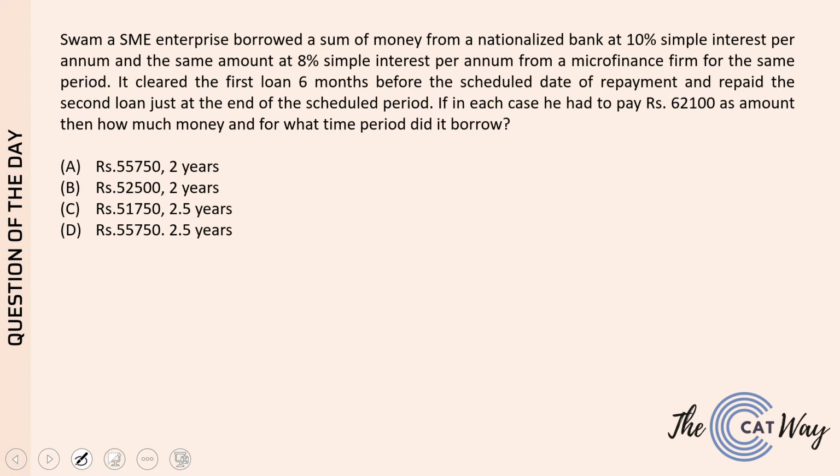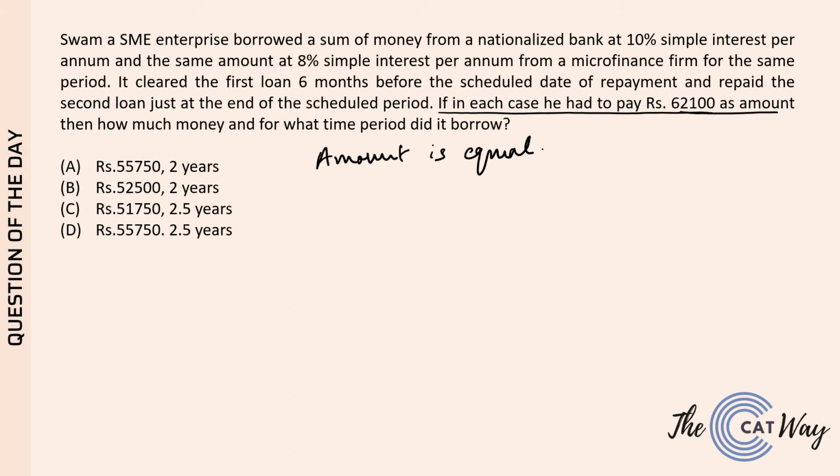So what we have been given in this question is that the same amount of money is being borrowed. So what we can say is that the principal is equal. Also it is being said that the time period is the same for both. And in each case they had to pay the equal amount. So if the sum borrowed is equal and even the amount paid is equal, what does this signify? This signifies that the interest would be equal.